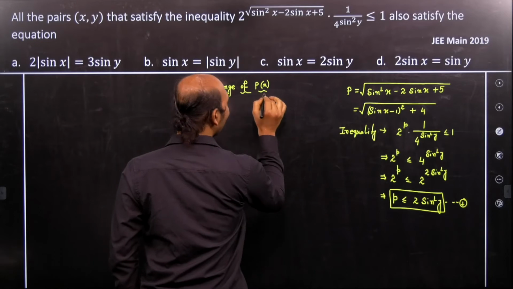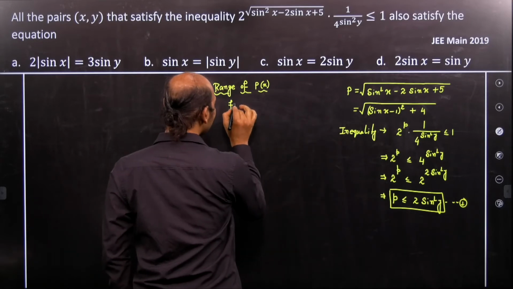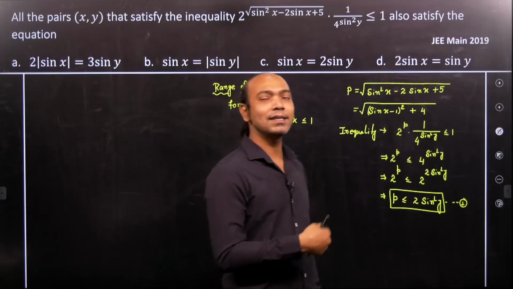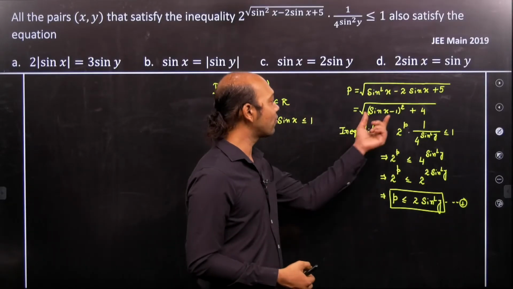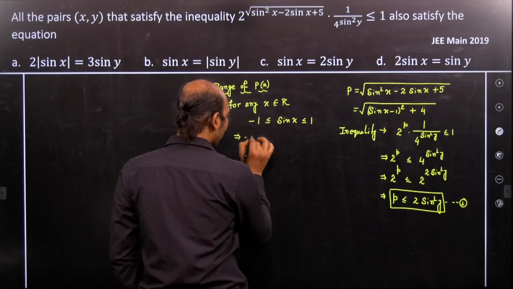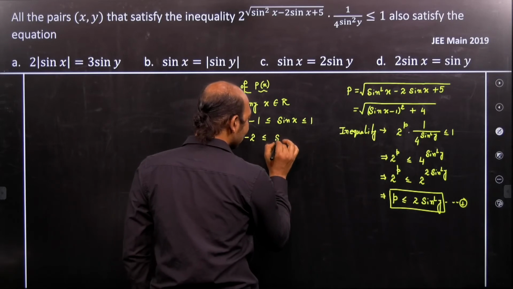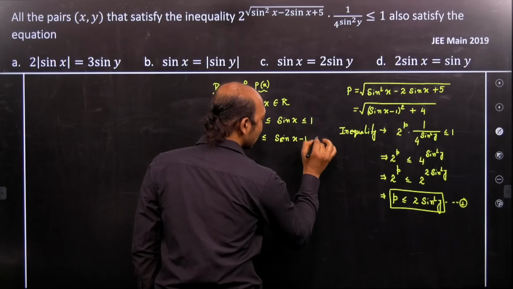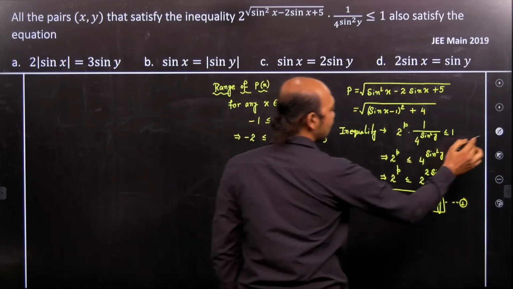Now here we'll find out that for any x belonging to the real numbers, we have minus 1 less than equal to sine x less than equal to 1. So that's actually the value of sine x, right? It lies between minus 1 to 1. Now we are trying to find out this function, right? So we have to subtract 1 from both sides. So therefore minus 2 less than equal to sine x minus 1 less than equal to 0, okay?